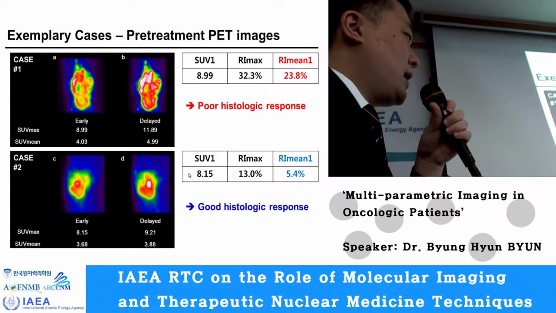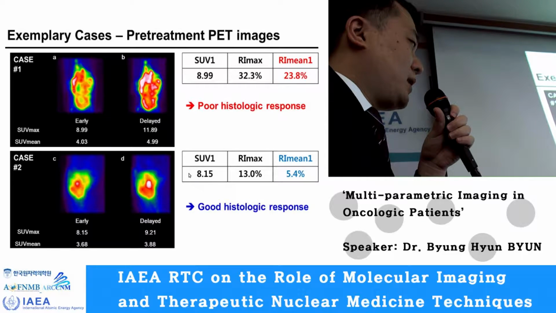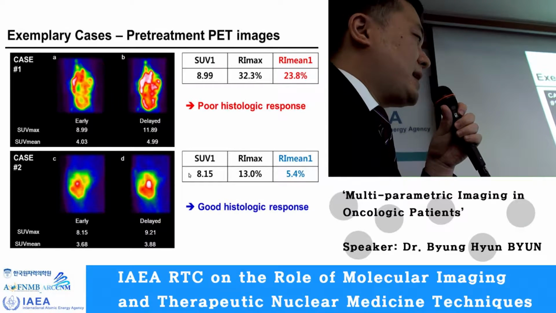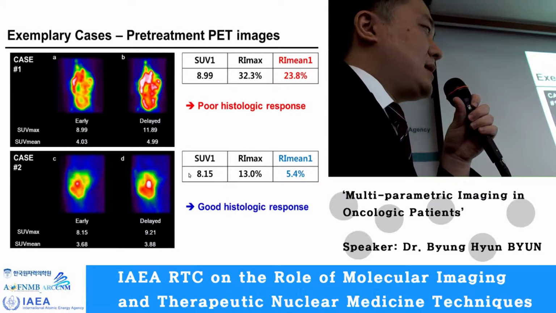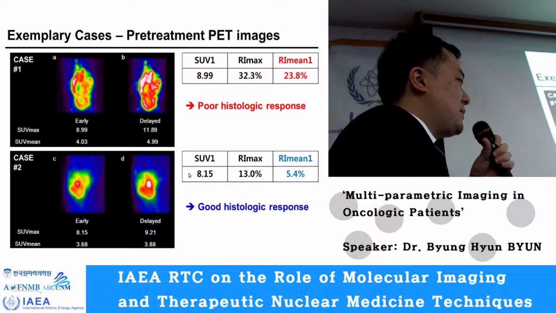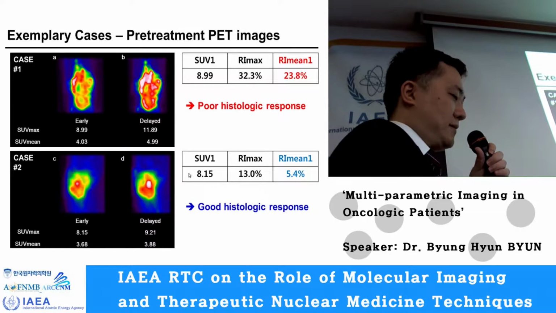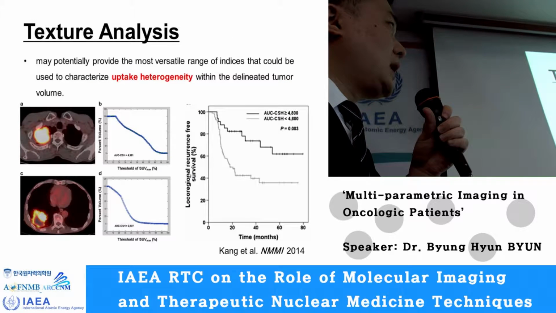On the contrary, in this patient, the FDG uptake showed an increase, but the degree was moderate. So the retention index was about 5%, and the histologic response was good in this patient.